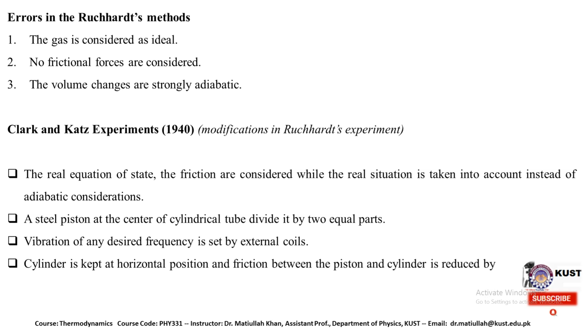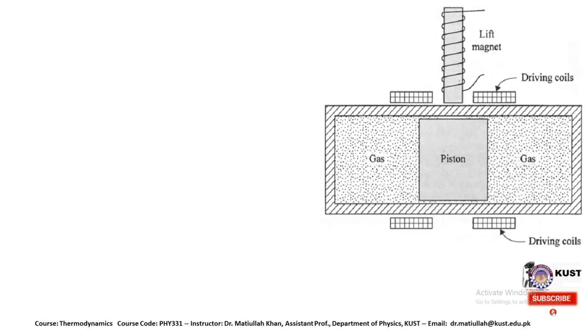The cylinder is kept in a horizontal position, and the friction between the piston and the cylinder is reduced by balancing the weight of the piston with an electromagnet. So this is the experimental setup of the Clark and Kitts experiment. Here some advanced technology is used, and the already existing problems with the earlier experiment have been taken into account.